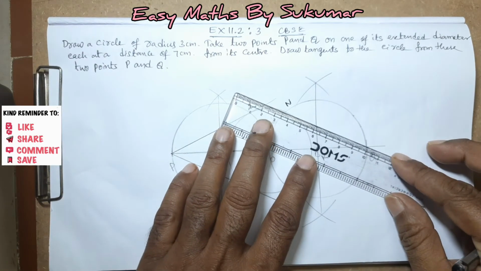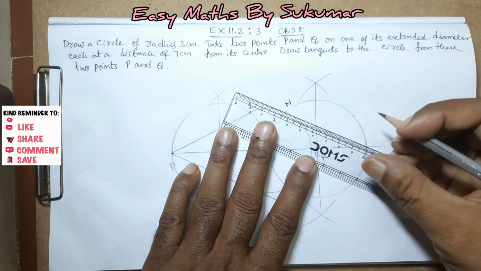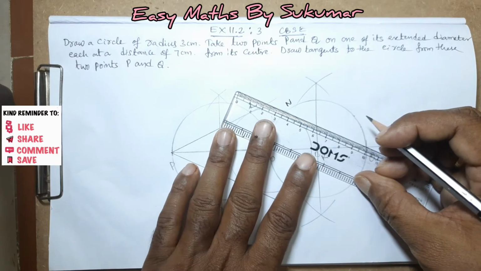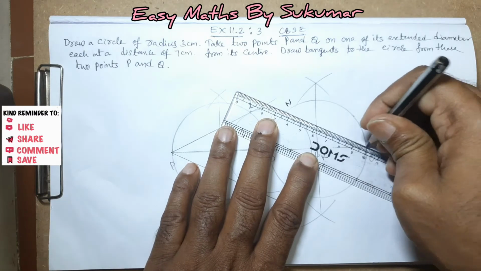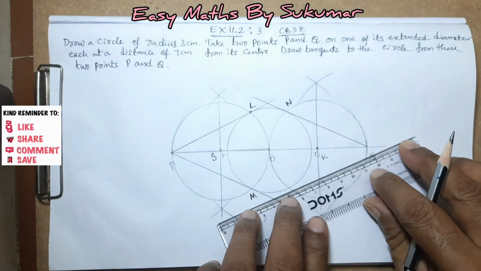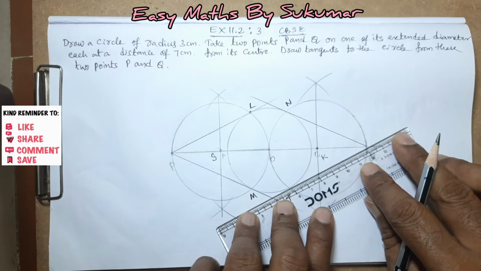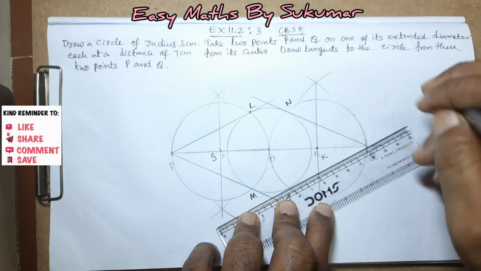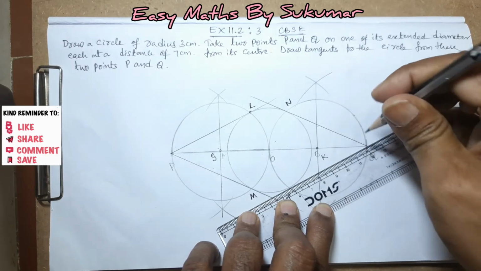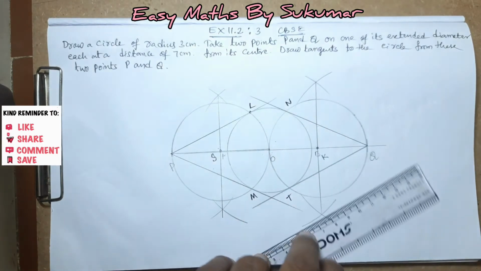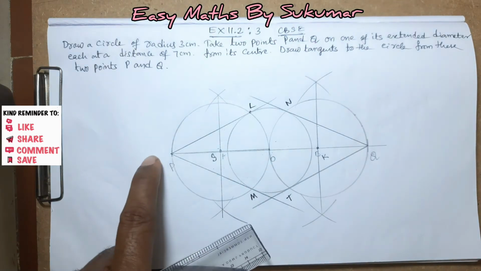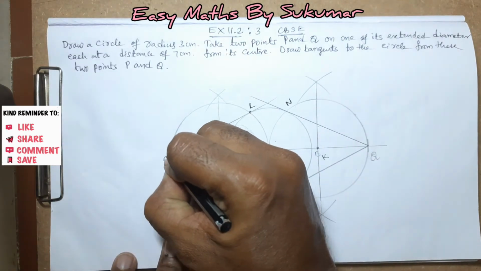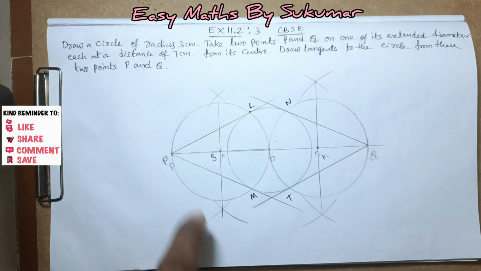Similarly from Q also join QN and QT. So PL and PM are the tangents from P, and QN and QT are the tangents from Q.